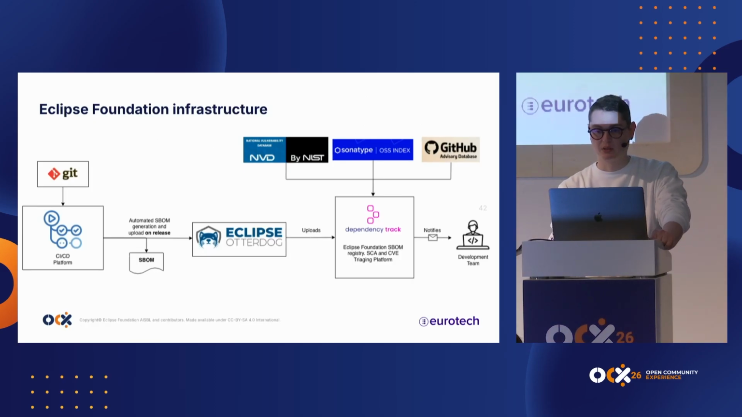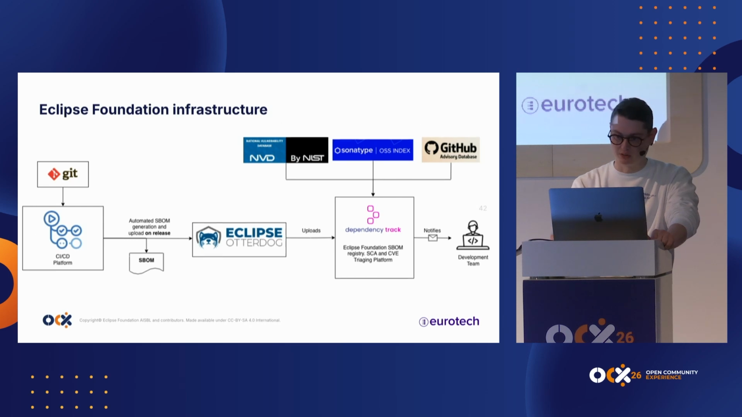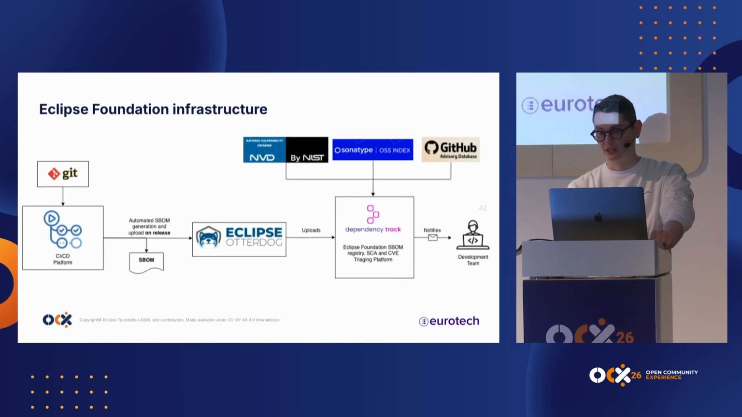Let's take a quick look at how this works. Really simply, upon pushing, but you can actually change the trigger, the GitHub action is triggered. The GitHub action will then generate the SBOM and upload the JSON on Eclipse Autolog, which then is responsible for uploading the artifacts on dependency track.